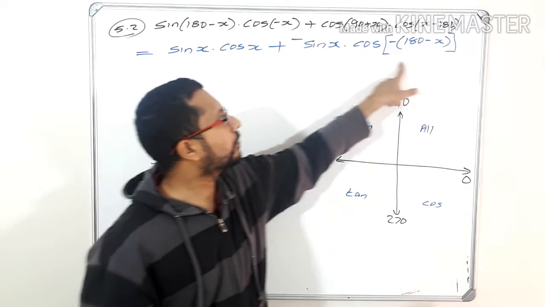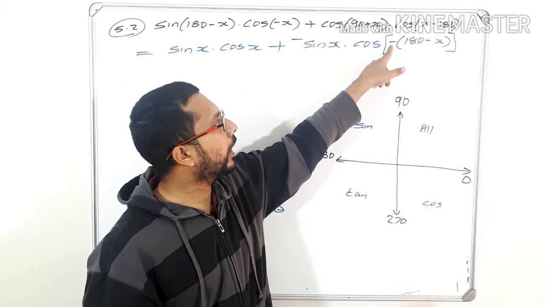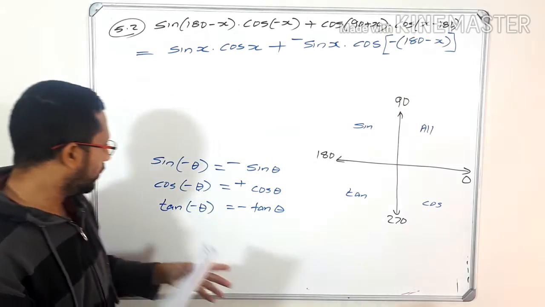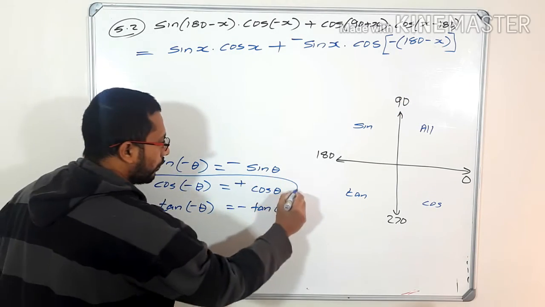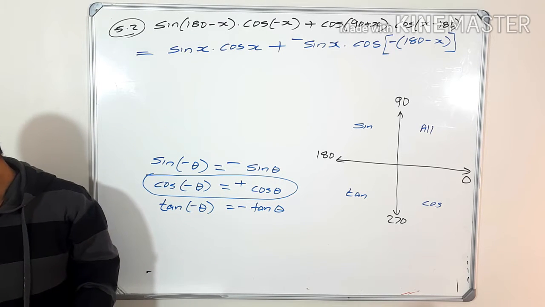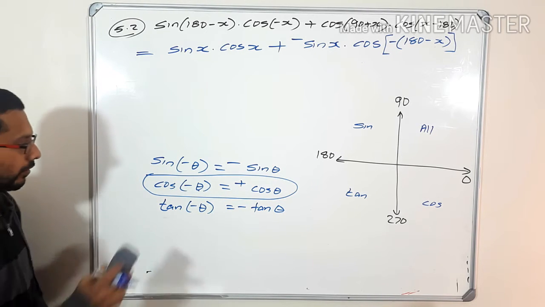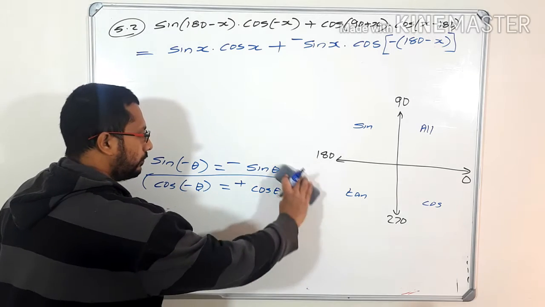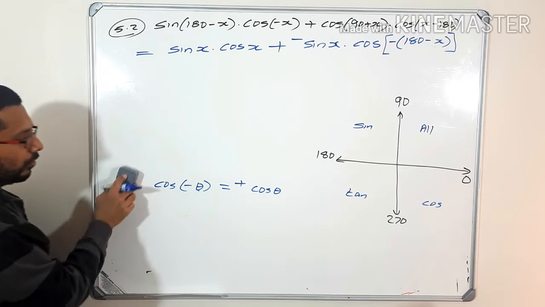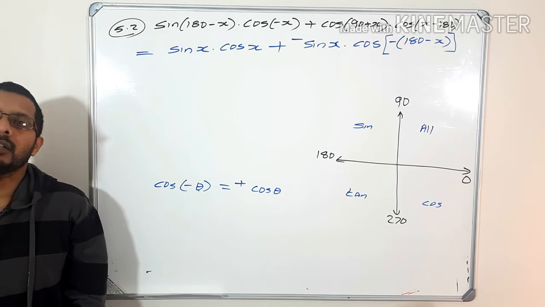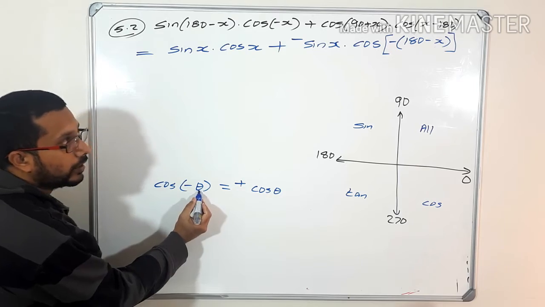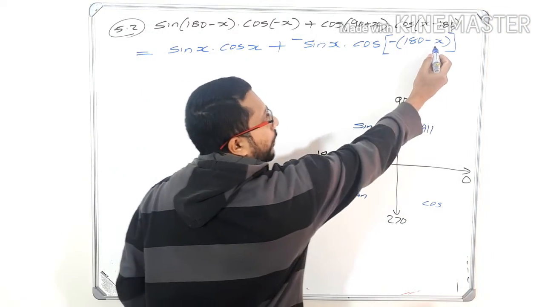Now look at this one, cos of minus of 180 minus x. Here you studied that cos of minus theta is positive cos theta. So instead of this theta, just assume that this is 180 minus x.